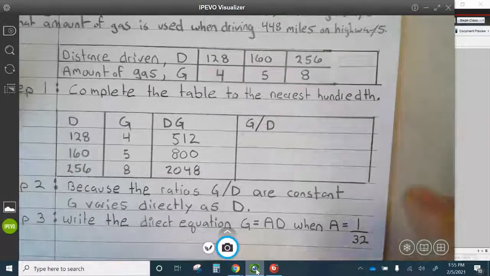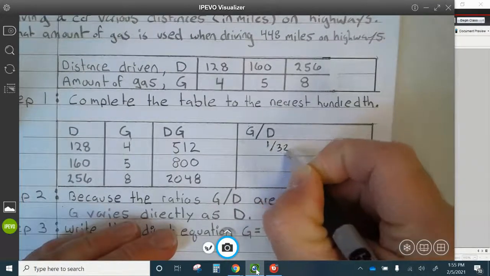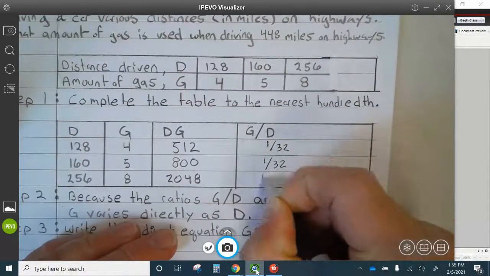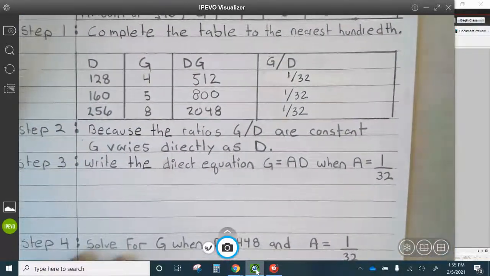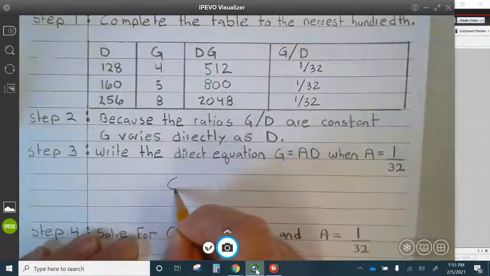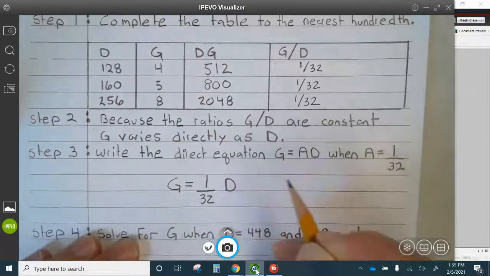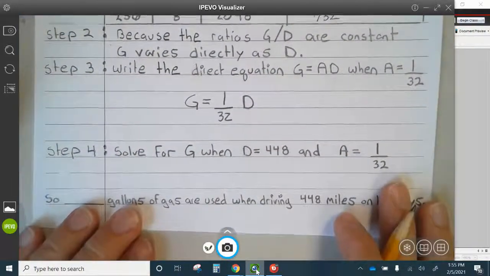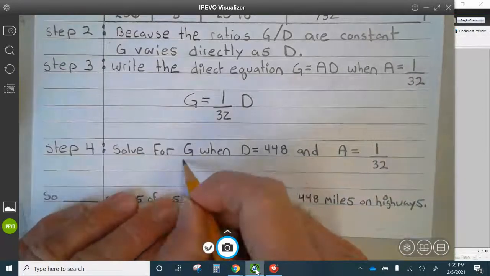Okay, so this is now 1 divided by 32. This is 1 divided by 32. And this is 1 divided by 32. Which the fraction is going to be a lot easier to work with when we talk about solving the problem, okay? Because the ratios G divided by D are constant, G varies directly in D. So write the equation G equals A times D when A equals 1 divided by 32. So G equals 1 divided by 32 times D. Okay. Step 4. Solve for G when D equals 448 and A equals 1 divided by 32.